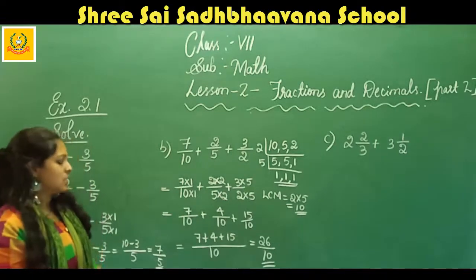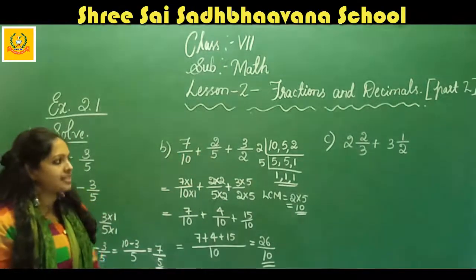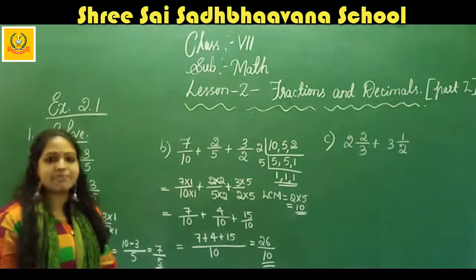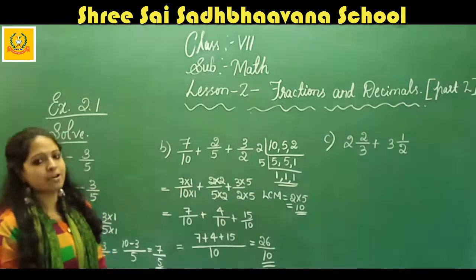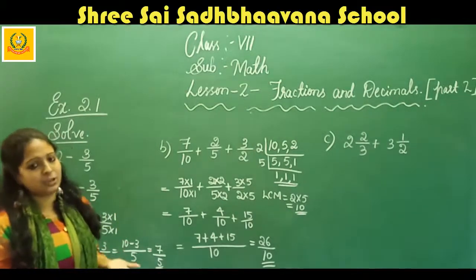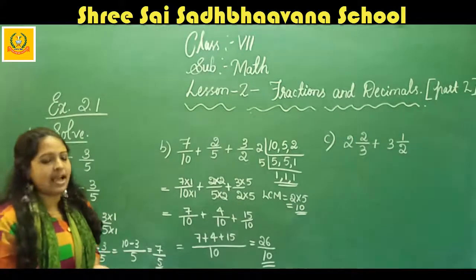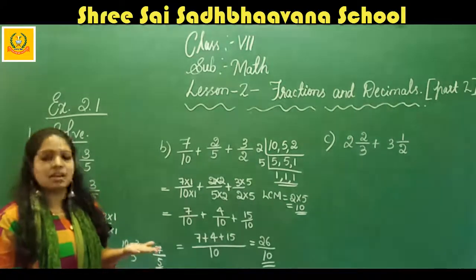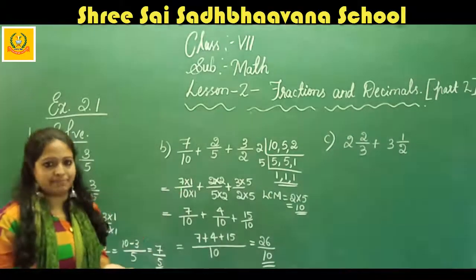Understood, children? Okay. So, shall we move on to the next one? See there what they have given? There they have given the mixed fraction. So, what we have to do when we got the mixed fraction? We have to convert them into improper fraction first. And then we have to make the denominator same. Okay, then we have to add them.